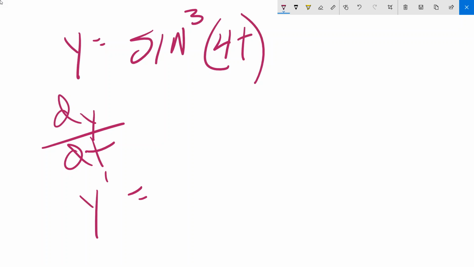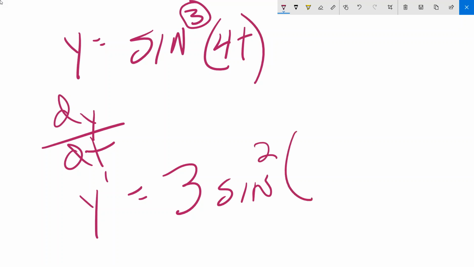Start with the derivative of the outside. So that is the cosine cubed. Always start with your exponent. That is 3 times the sine squared of 4t. Correct. Now what's the first inside?